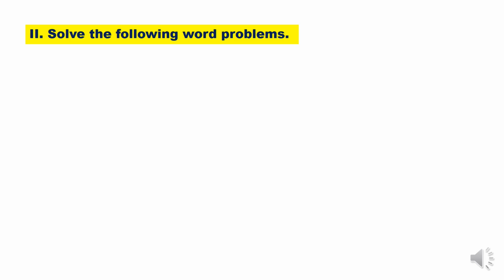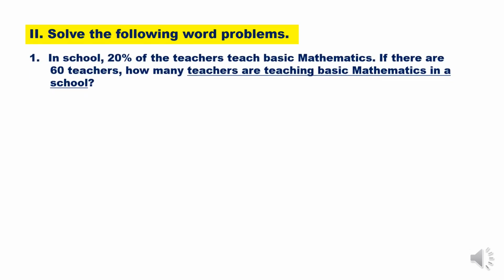Solve the following word problems. Number 1: In a school, 20% of the teachers teach basic mathematics. If there are 60 teachers, how many teachers are teaching basic mathematics in the school? So, 20% becomes 20 hundredths times 60, and that is 12. So, there are 12 teachers teaching basic mathematics in the school.